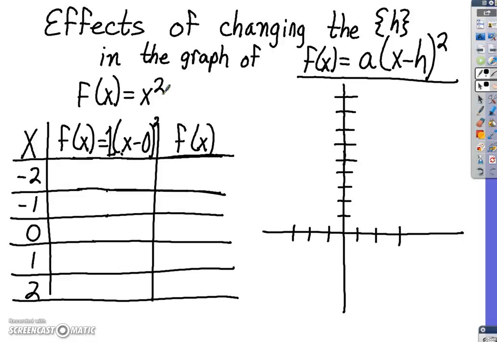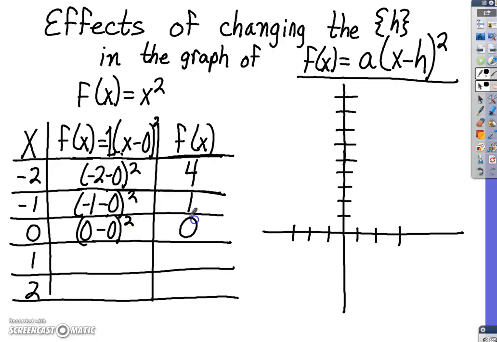So if we start here with negative 2, negative 2 minus 0 squared: negative 2 minus 0 is just negative 2, and negative 2 squared is 4. What if x is negative 1? Negative 1 minus 0 is still negative 1, and negative 1 squared is simply 1. What if it's 0? 0 minus 0 is still 0, and 0 squared is simply 0. What about 1? 1 minus 0 is 1, and 1 squared is simply 1. What if x is 2? 2 minus 0 is just 2, and 2 squared is 4.